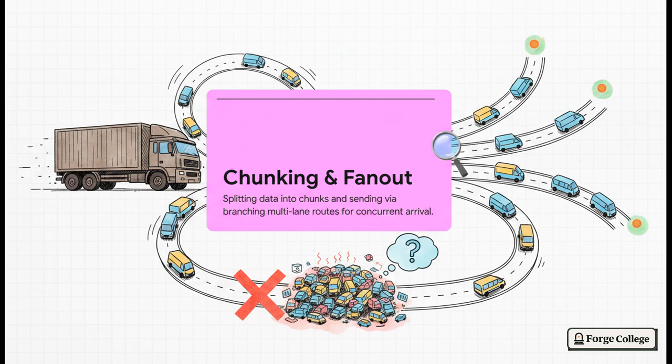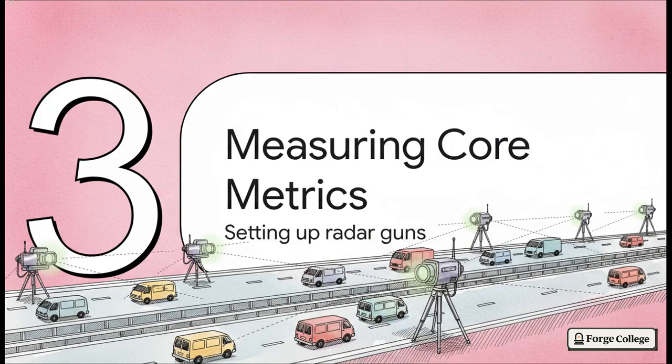But there's an obvious catch here. You are suddenly putting way more vehicles on the road. And if you aren't careful, that can lead to entirely new, super frustrating traffic jams. Which brings us to Section 3, measuring core network metrics. Time to set up our radar guns.